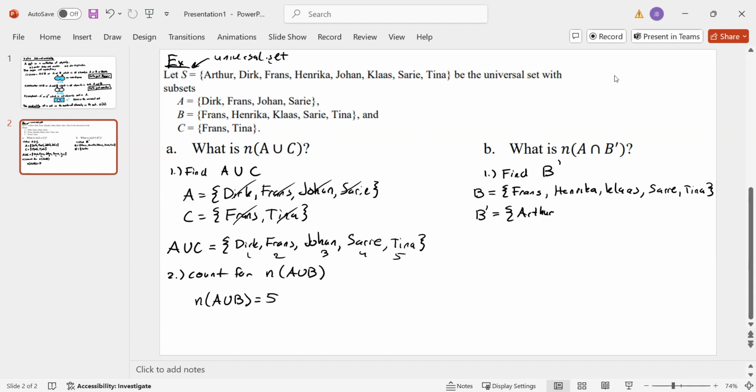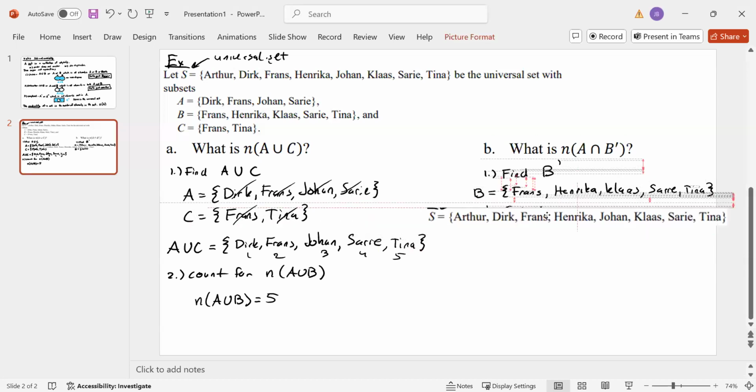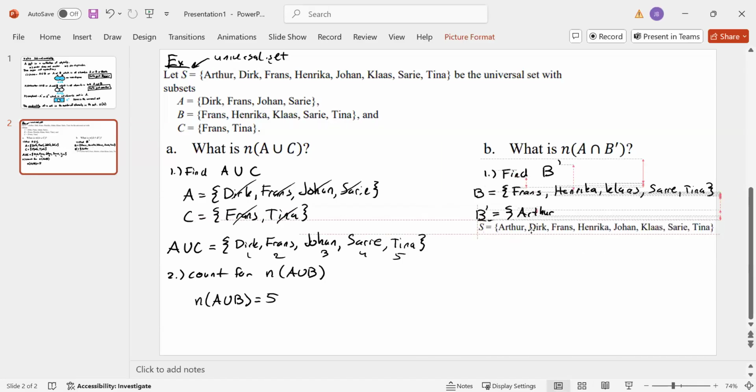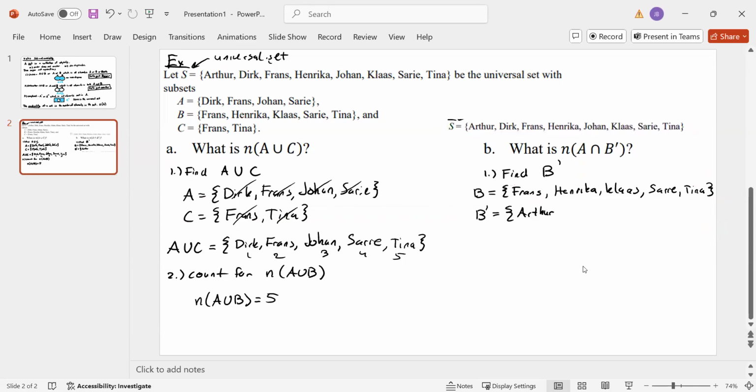And just to make this, I guess, as obvious as I can, I'm gonna copy this over right here. Okay. And I'm gonna paste it relative to ours. So right here, we're comparing that to B. So Arthur, good. Dirk, good. Franz, nope. And then Henrika, nope. Johann, yes. Claus, nope. Sorry, nope. Tina, no. So those ones don't work because I already have them in B. And remember, B complement is everything not in B.